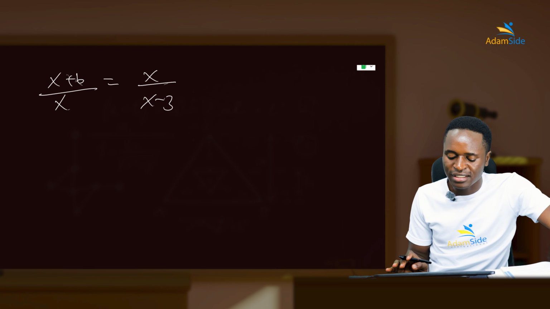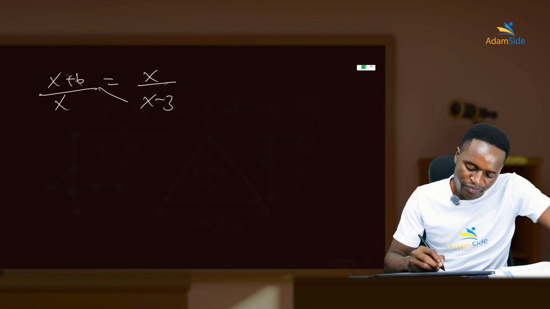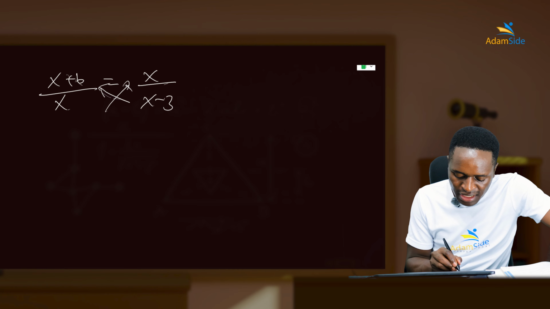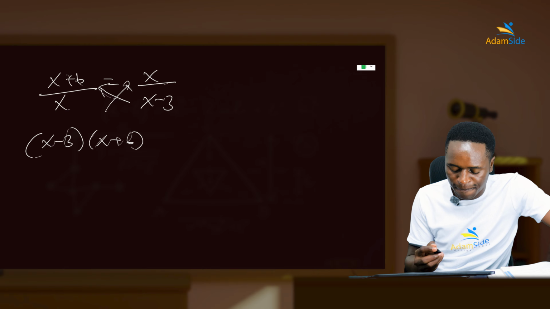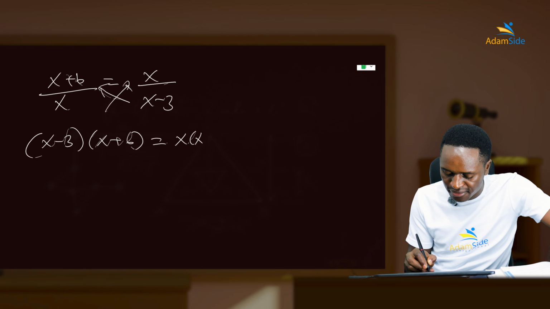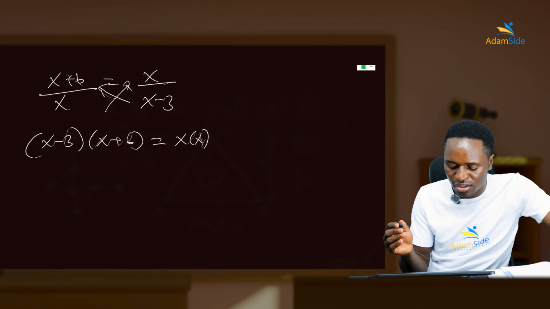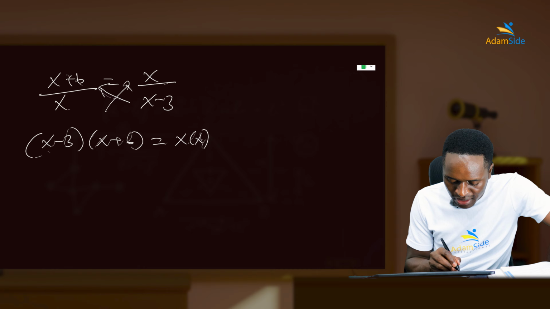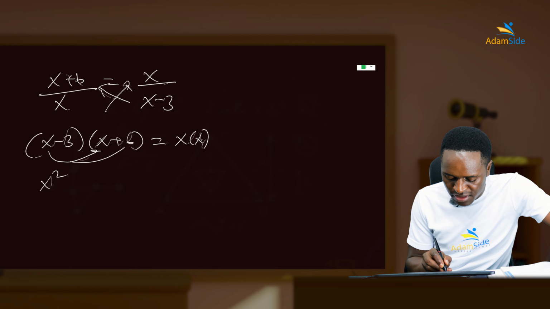It's very simple, dear candidate. Just cross multiply. As simple as it is. So you take the whole x minus 3, multiply with x plus 6. Then x and x, denominator with numerator, denominator with numerator. From both, expand normally. x times x, you get x squared. And then x times 6 becomes plus 6x.